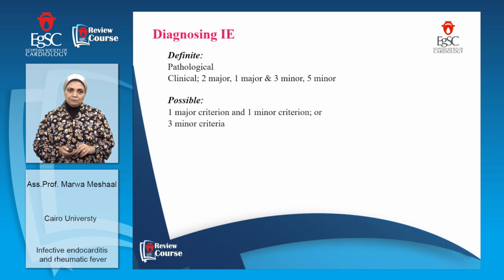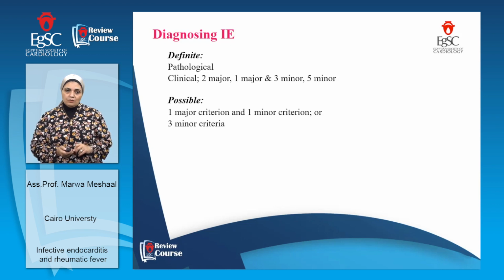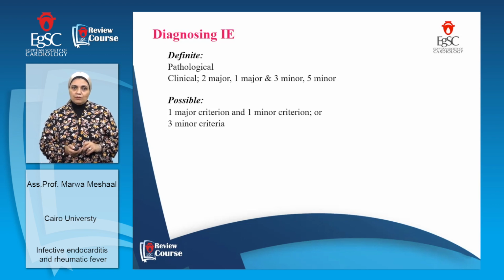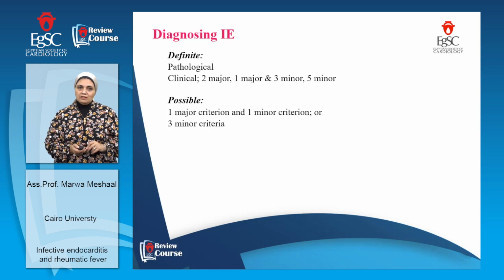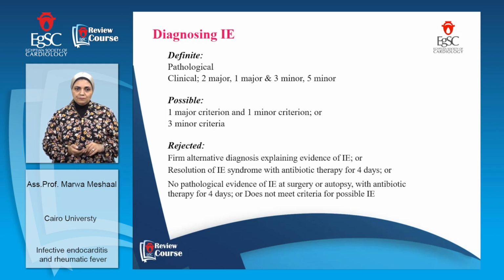Possible infective endocarditis is the diagnosis based on 1 major criterion and 1 minor criterion, or 3 minor criteria. As for the possible and definite, they are treated as the same category regarding the investigation, the management, and the line of treatment.